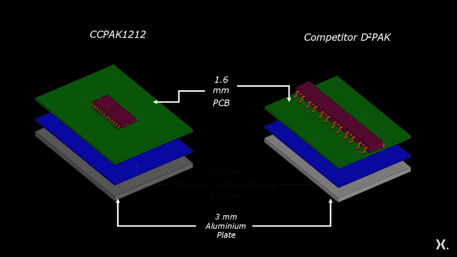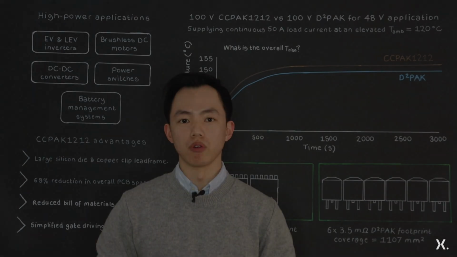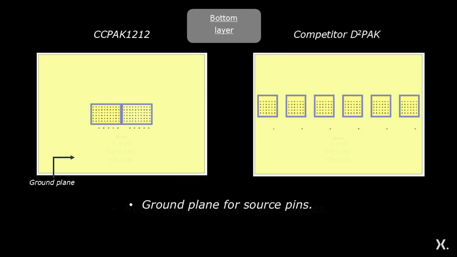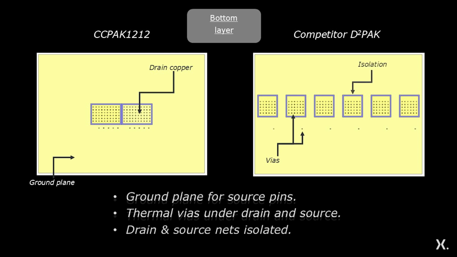However, the PCB and plate will be separated with a 1 mm thick thermal interface material with thermal conductivity of 5 watts per meter Kelvin. For the stack up, the top copper plane is the recommended solder footprint with no additional traces, with 1 mm spacing between devices, whilst the bottom plane is a complete copper pour, as the ground is in both cases connected at the top and bottom with thermal wires for improved dissipation. Finally, drain and source nets were electrically isolated, shown by the blue border area.